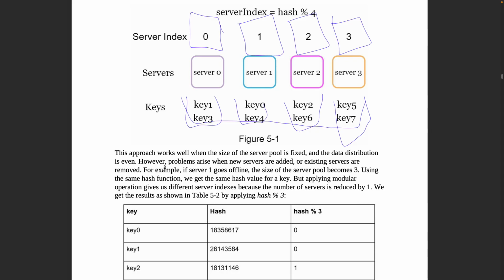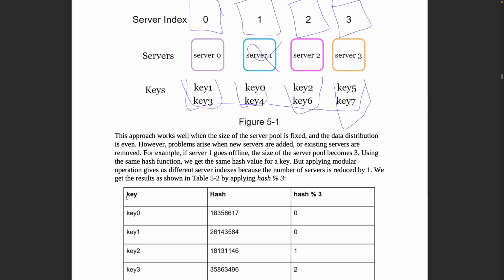However, this is the however part. Problems arise when new servers are added or existing servers are removed. For example, if server 1 goes offline, the size of the server pool becomes 3. Using the same hash function, we get the same hash value for a key, but applying the modular operation gives us different server indexes because the number of servers is reduced by 1.